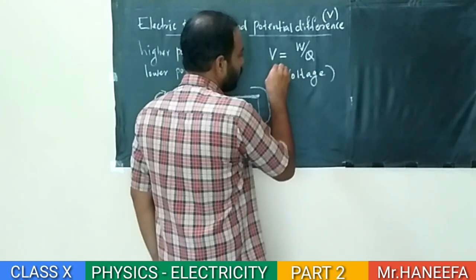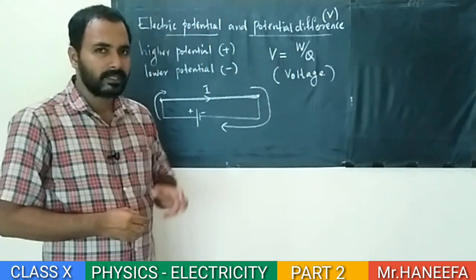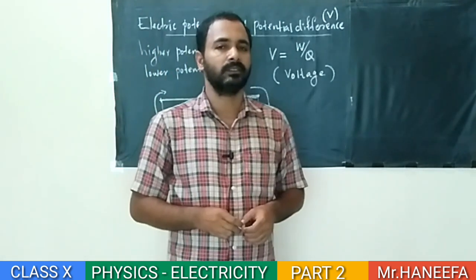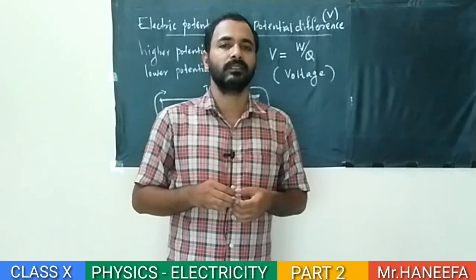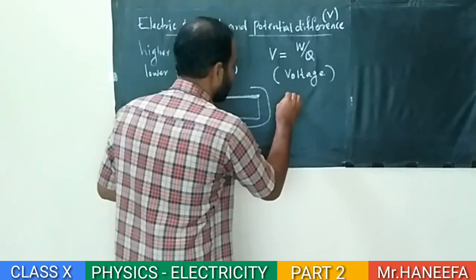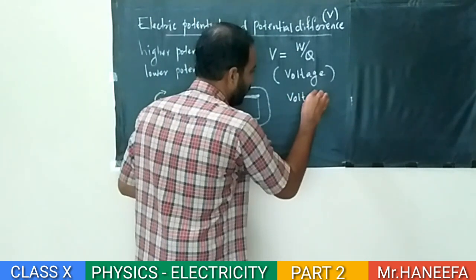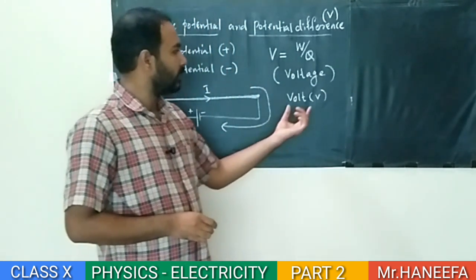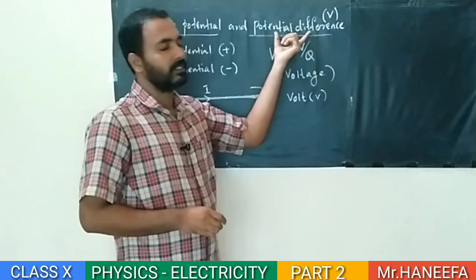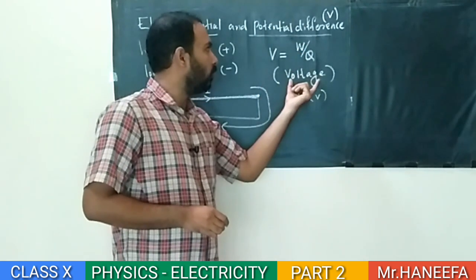What is the unit of voltage, or what is the unit of potential difference? Yes, volt. It is represented by a letter V. Volt is the unit of potential difference or voltage.